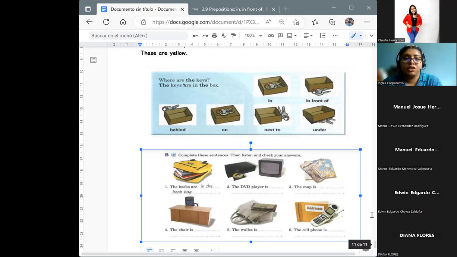Under the newspaper. The chair is. ¿Dónde está posicionada la silla? Behind the desk. Excellent. The wallet is. ¿Dónde está la cartera o la billetera? On the bag. Good. Está sobre, ¿verdad? And the last one. The cell phone is. ¿Dónde está posicionado el celular? In front of the address book. Excelente. Muy bien. This is just one exercise that we are going to perform with this topic of the prepositions.